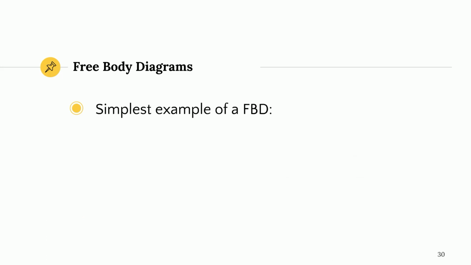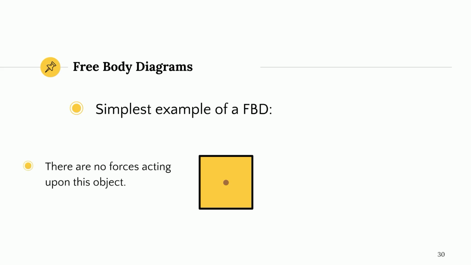Now let's go over them. Here is the simplest example of a free body diagram. A box. You see this brown center point in the box. That is what we call the center of gravity or center of mass of the object. It's basically an infinitely small point that's in the middle of all of the mass, and it's where gravity affects an object. Don't worry about it. Until we get to rotation, all of the forces will be coming out of this center of gravity. But for now, there are no forces acting upon this object. Therefore, it is just chilling in space. Nothing's happening to it. It could be moving, it could be not, but nothing's happening to it.